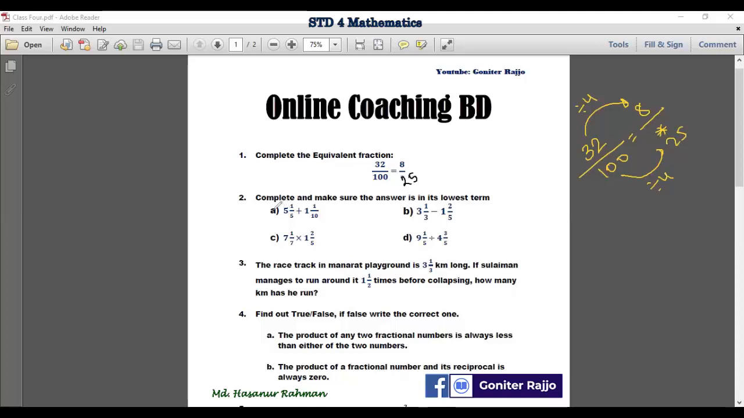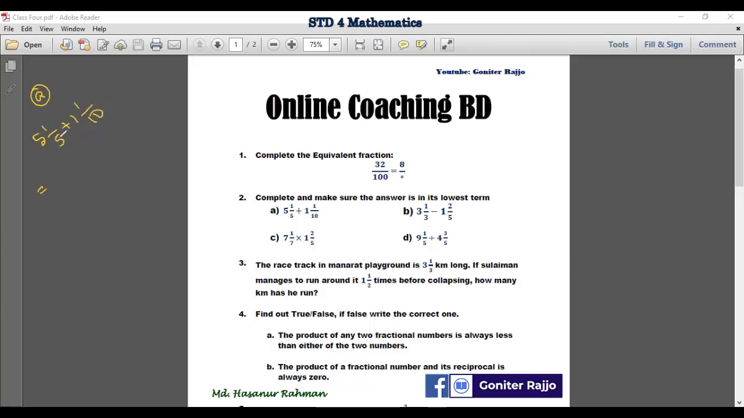Now next one. Number 2 says complete and make sure the answer is in its lowest term. So this is some addition and subtraction related problem, and there is a multiplication and division. So we have to add. So how can we add? Number 1, 2a: 5 whole 1 by 5 plus 1 whole 1 by 10. Look at this. 5 whole 1 by 5 plus 1 whole 1 by 10.